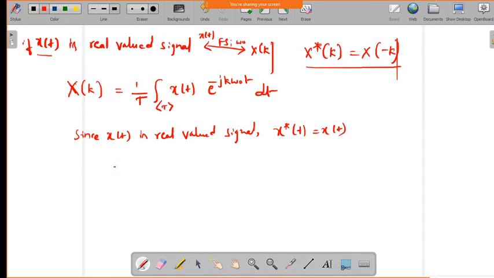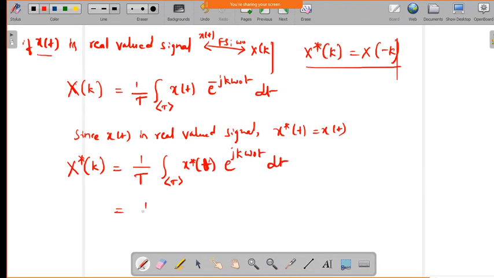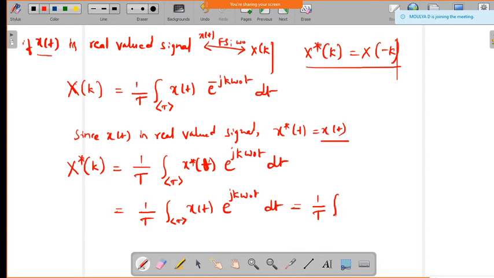Now take the complex conjugate on both sides, because we need to prove x star of k equal to x of minus k. Taking the complex conjugate, we get 1 over T, integral of x star of t into, the minus becomes plus, e power jk omega naught t into dt, where T is the time period. Now x star of t, since it is real valued, is the same as x of t, and you will get e power jk omega naught t into dt. Thus I can rewrite it as 1 over T, time period T, and your x of t.